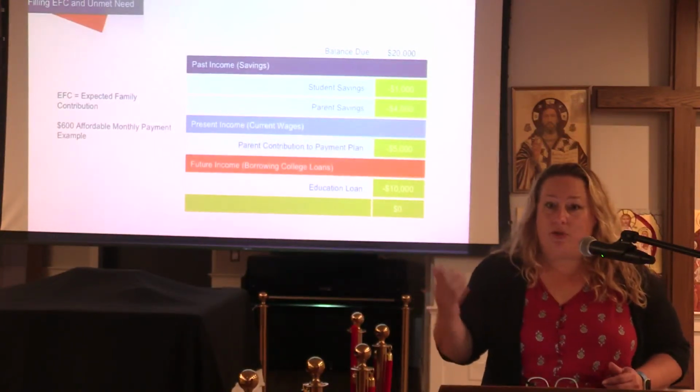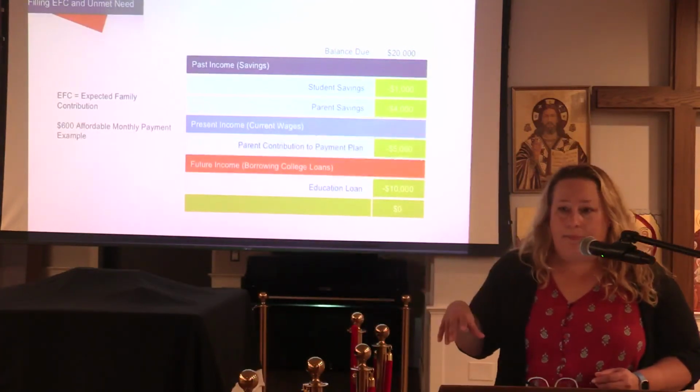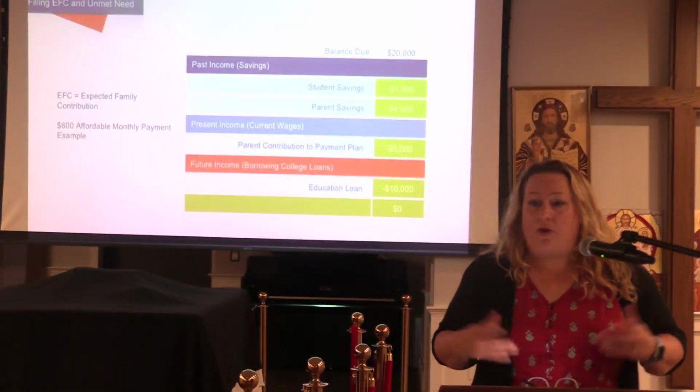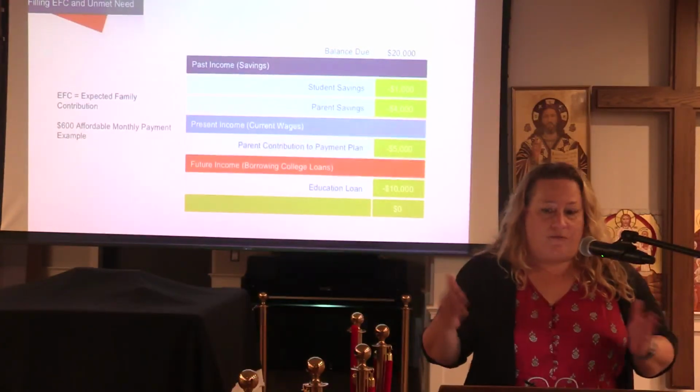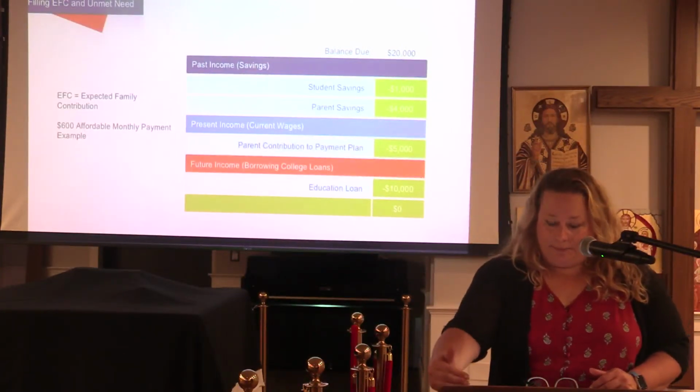So in this example, the student is going to contribute $1,000 out of savings. Parents, let's say they save $16,000, and they're going to divide it out over 4 years. So $4,000 a year for 4 years. So there's $5,000 off the bill.